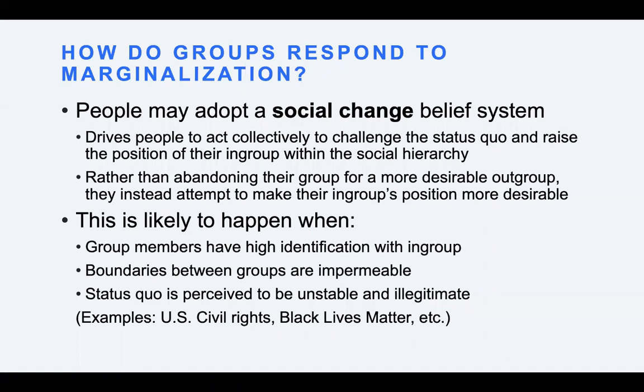So some examples of people using social change belief system are Black Lives Matter in the United States and globally right now, US civil rights in general, and we continue to see this with disability rights movements. A lot of groups that you cannot change that you belong to, but you see that the status quo must change. So that's a social change belief system, and that is a collective strategy. So that will change the evaluation for your whole group, not just for you as an individual.